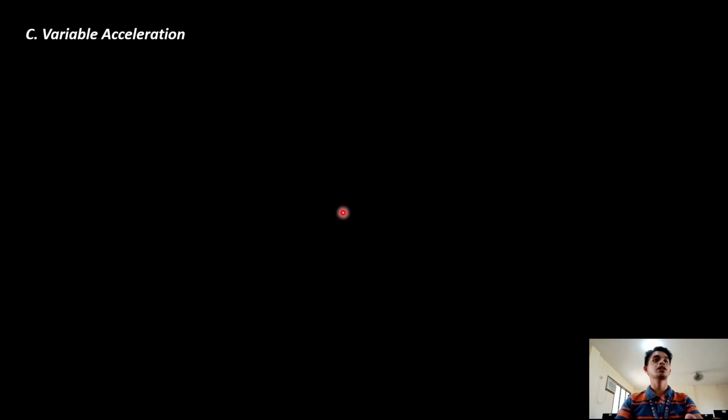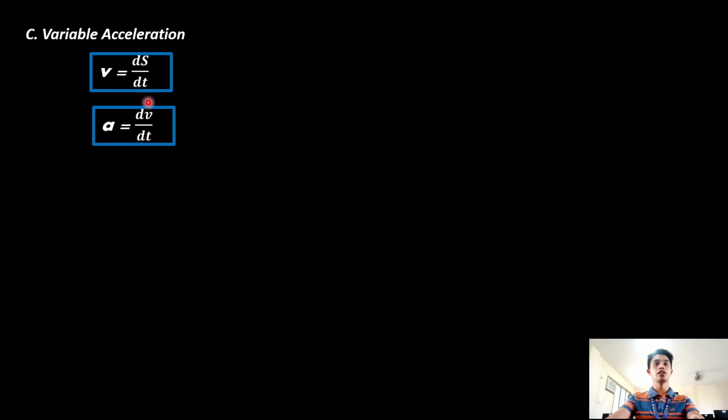Variable acceleration. Pag sinabing variable acceleration, yung acceleration natin is nagbabago at a certain time. So, ito yung formula natin. Pwede tayong gumamit ng acceleration time diagram or yung graphical solutions, o kaya derivative. Ang derivative ng distance is the velocity and derivative ng velocity is the acceleration. So, lahat naman kayo marunong mag-compute ng derivative.